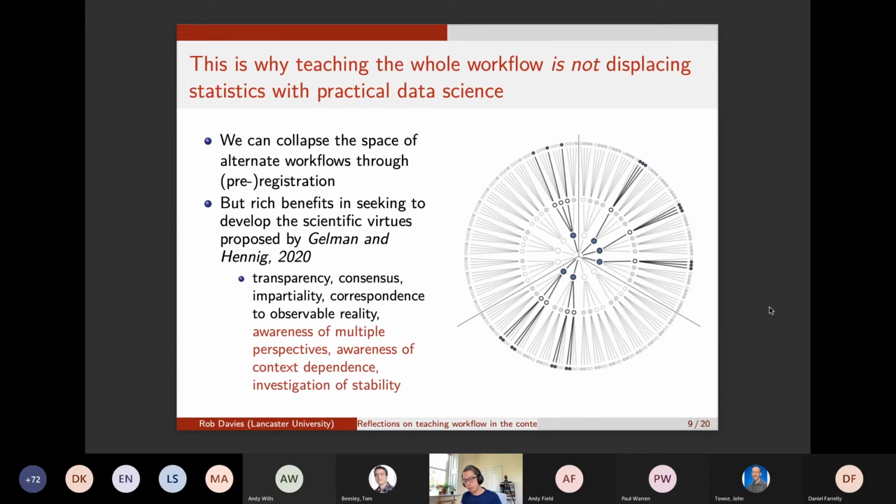If you think about the variation in results that's been demonstrated with variation in workflow, in data processing choices, in analytic choices, then it seems to me that one of the things we should seek to establish scientifically is the extent to which our results do or do not depend on the particular choices we make.